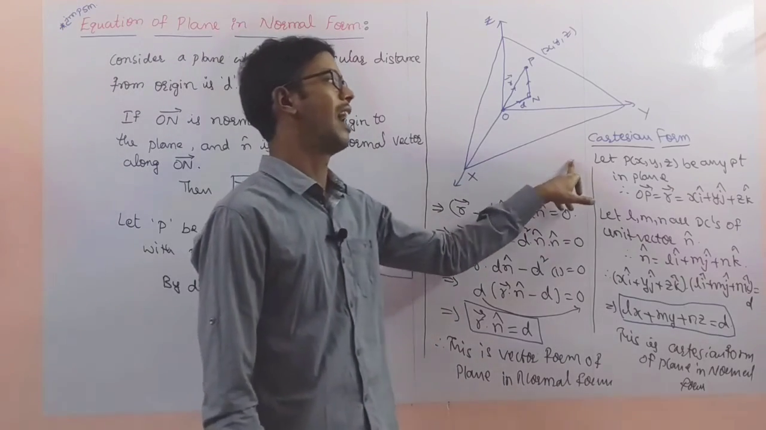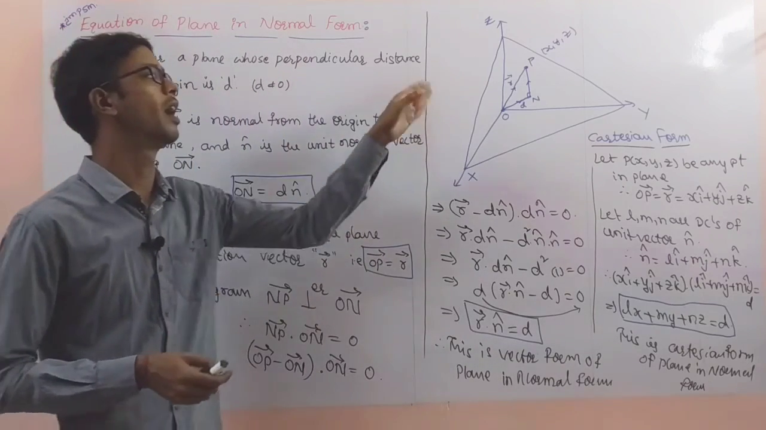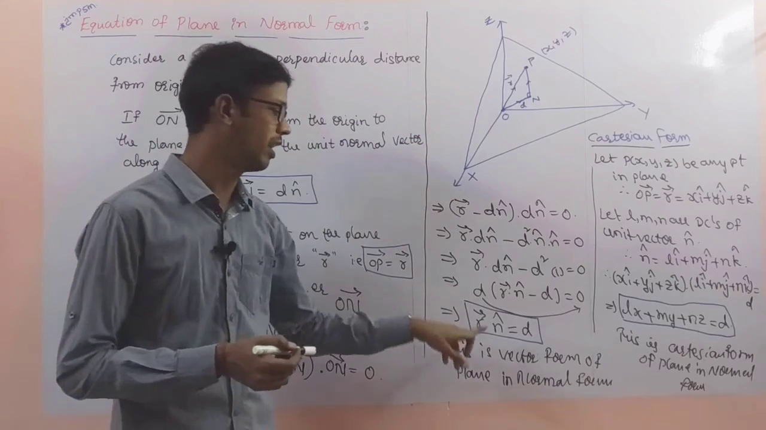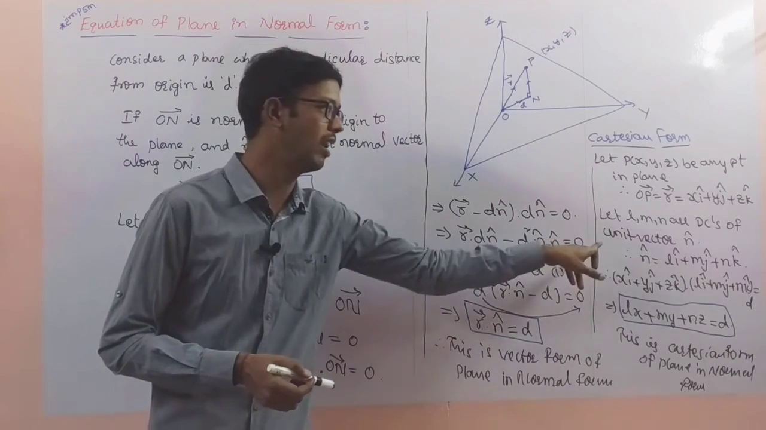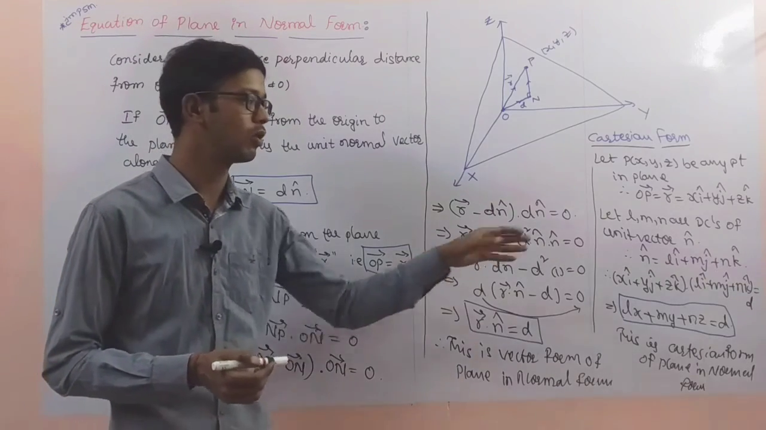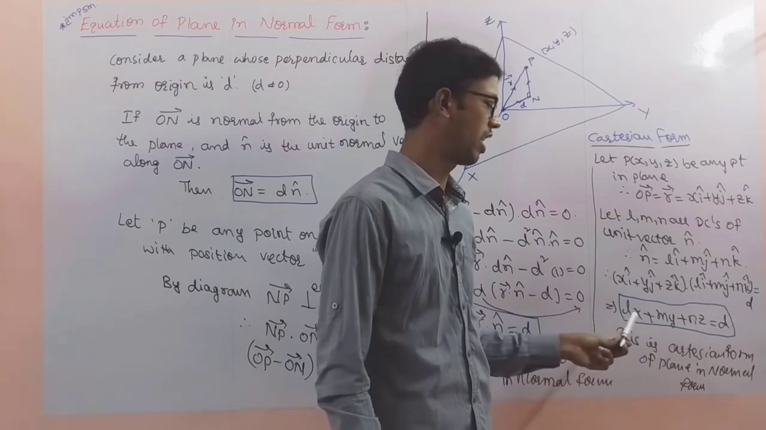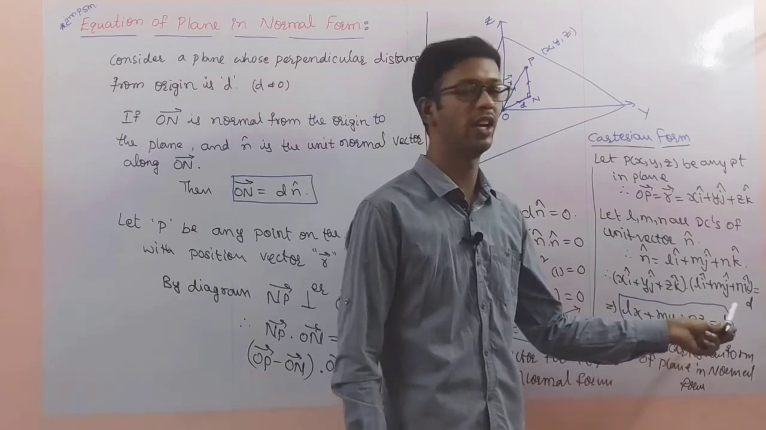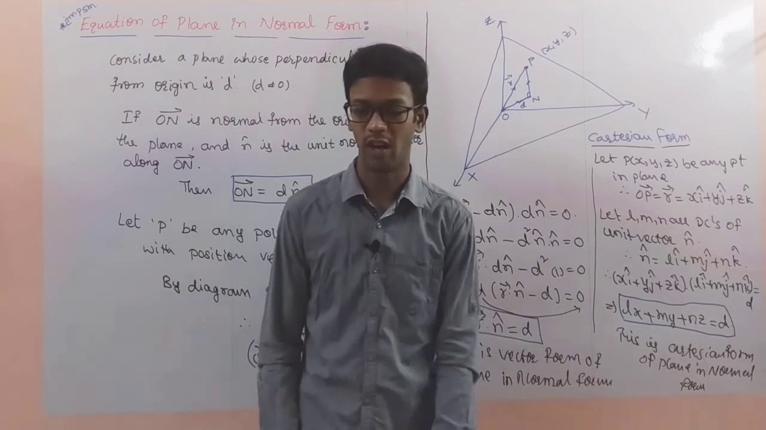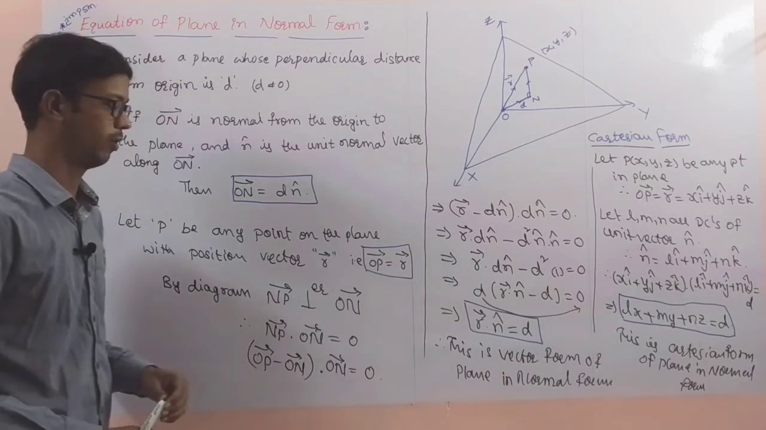Next, you also have to find the Cartesian form. Cartesian form is nothing but OP bar, R bar is x i cap, y j cap, z k cap. We have to know n cap here, so let n cap equal l i plus m j plus n k. Substitute there. Dot product means multiplication of corresponding elements: lx plus my plus nz equals d. This is the Cartesian equation of a plane in normal form. So pause the video to note it down.